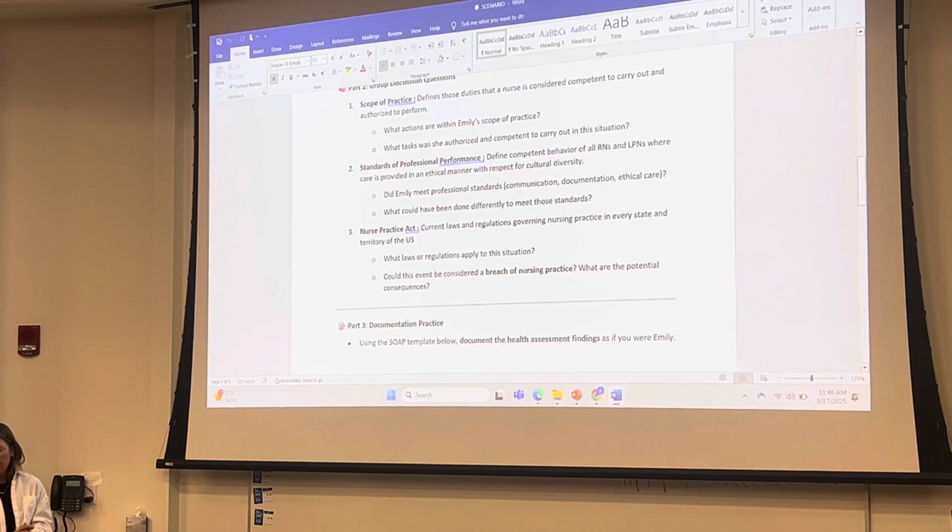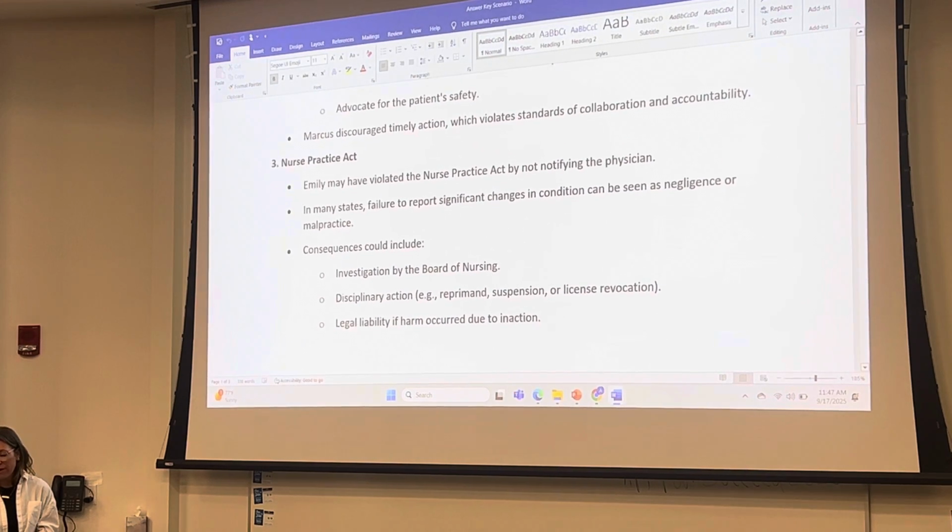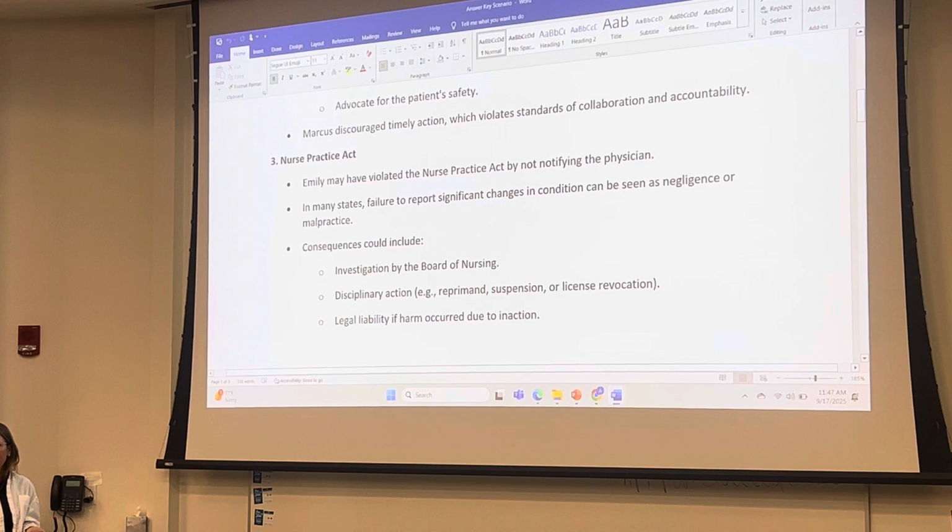And then it said the Nurse Practice Act. So for us, we would go to the Ohio Board of Nursing to see all of our laws and regulations. What laws or regulations apply? Could this be considered a breach of nursing practice, and what are the potential consequences? Okay, so she could have violated the Nurse Practice Act by not notifying the physician. In many states, failure to report that significant change can be seen as negligence or malpractice.